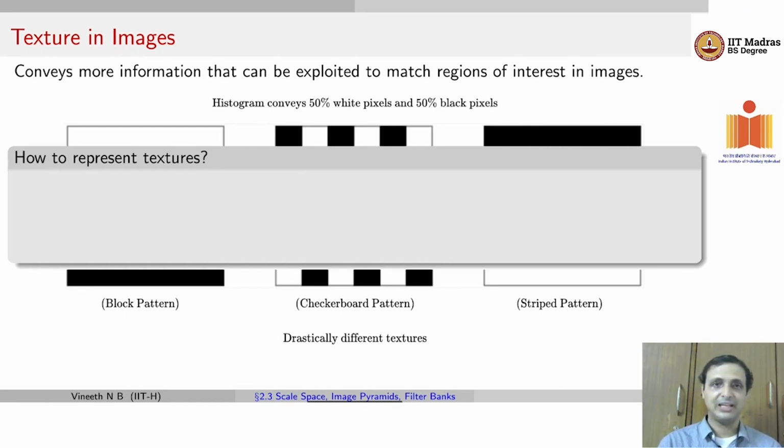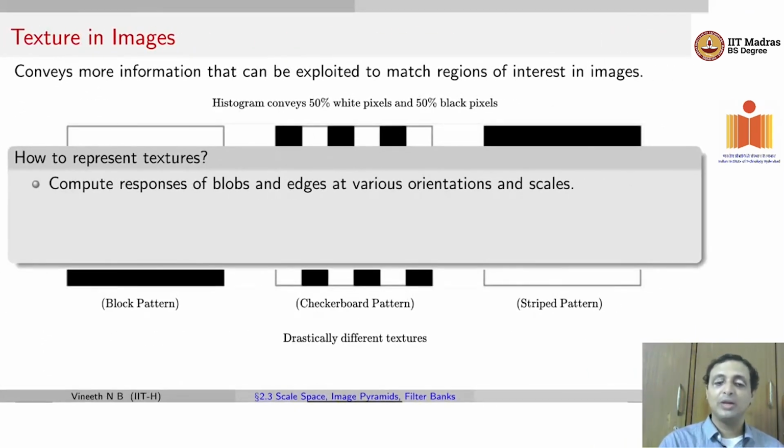So far, we have seen edges, we have seen corners, we have seen corners at different scales. How do we represent textures? The answer is you put together whatever you've seen so far. And how do we put them together? We compute responses of blobs and edges at different orientations and scales. And that is one way of getting textures.